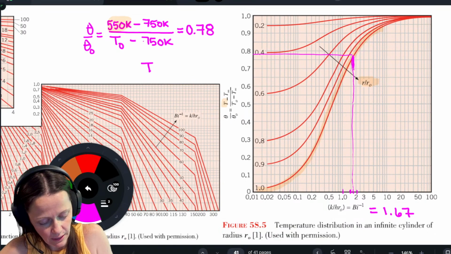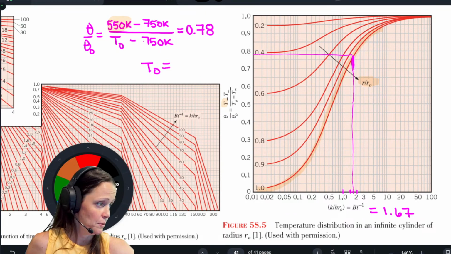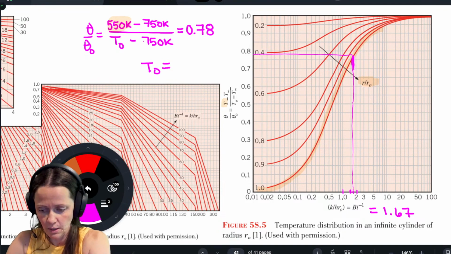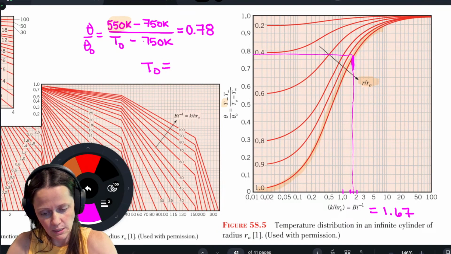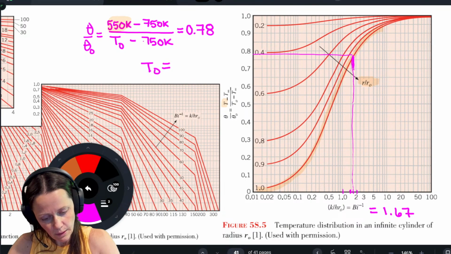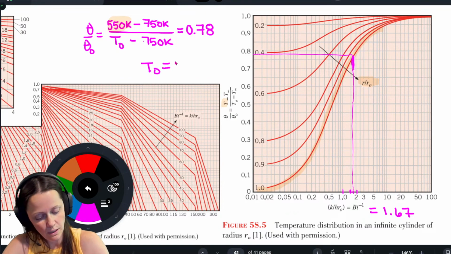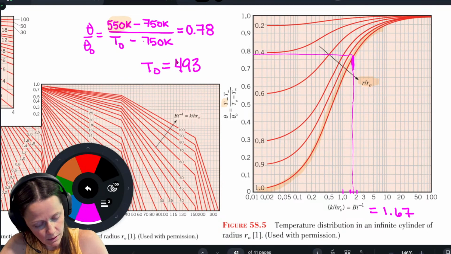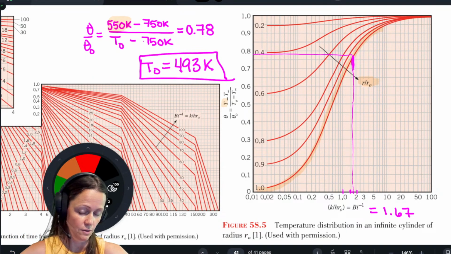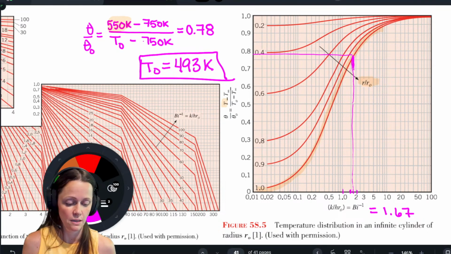Well, we could solve for T naught. Remember, calculating it by hand was a little bit more time consuming, to tell you the truth. So I've got 550 minus 750 divided by 0.78 plus 750. So I end up getting a T naught of 493. That would have been my answer if I had used the chart, or when I threw stuff in my equation, I ended up getting 486. That's pretty close, right?